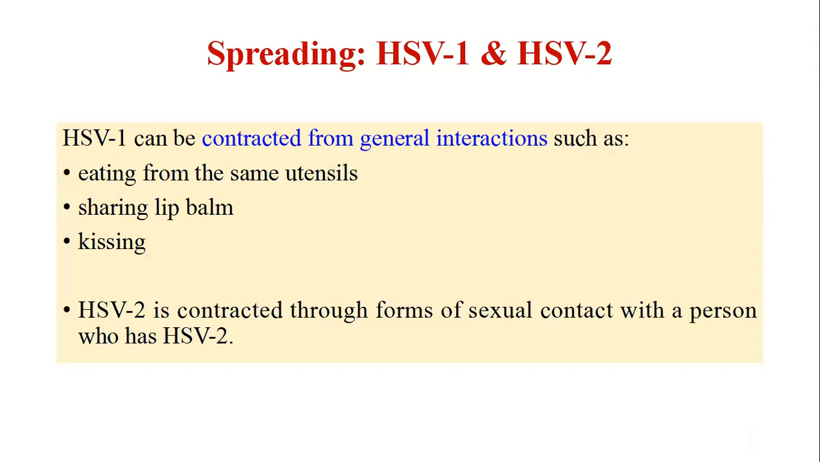Now we are going to discuss the spread of both types of herpes simplex virus 1 and 2. HSV1 can be contracted from general interactions such as eating from the same utensils, sharing lip balm, and kissing. These are the common modes of spread of HSV1. HSV2 is contracted by sexual contact with a person who has the HSV2 infection.